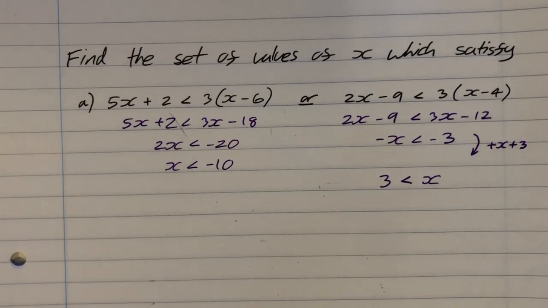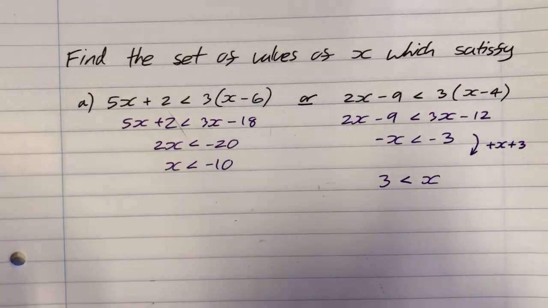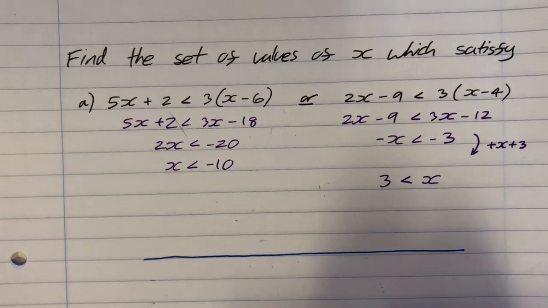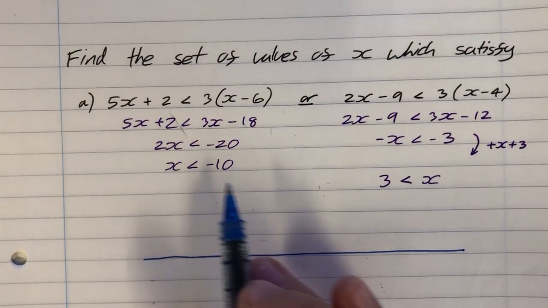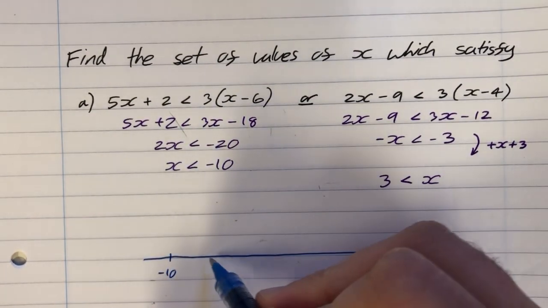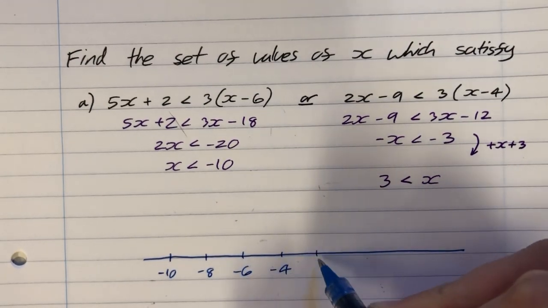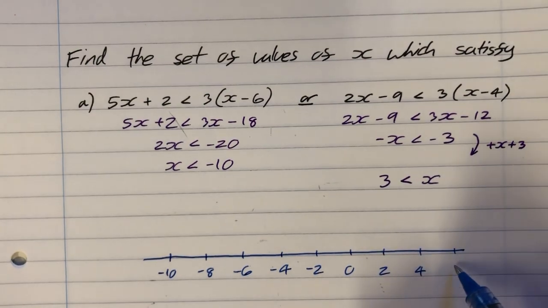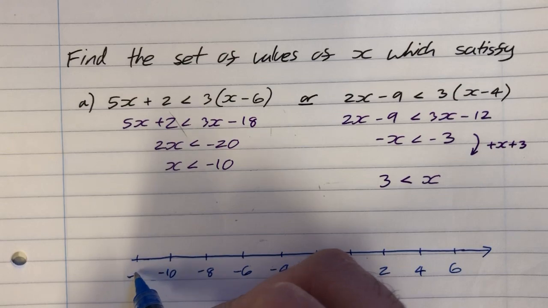Okay, so I've now got these two, and they're separated by the word or, which means either one of these branches will satisfy the inequalities, the set of values of x. So I need to go down as far as minus 10 and up as far as 3. So minus 10, I'm actually going to go in 2s, minus 6, minus 4, minus 2, 0, 2, 4, 6. Let's pop a minus 12 on there as well.